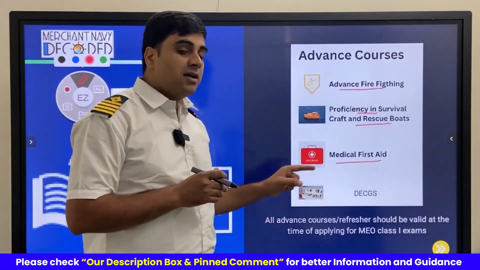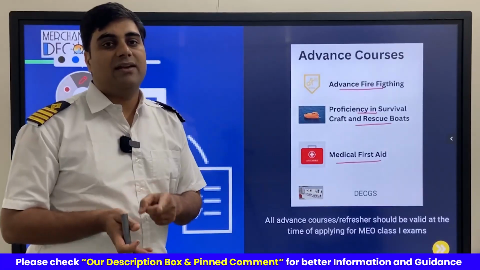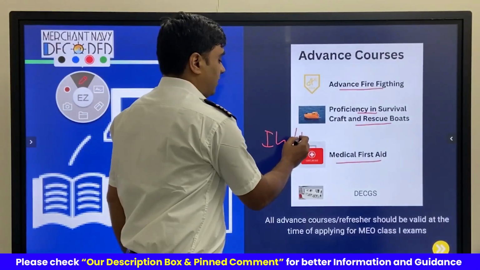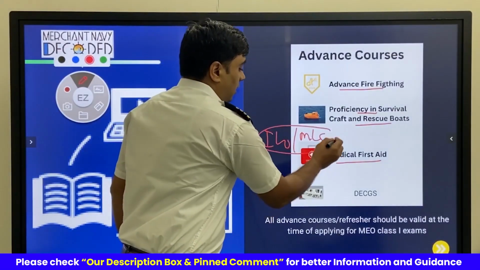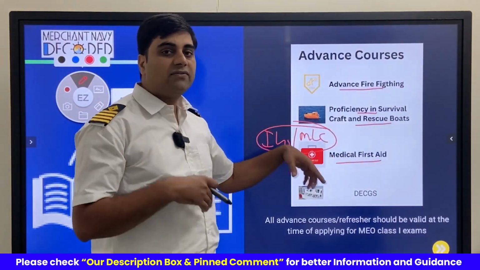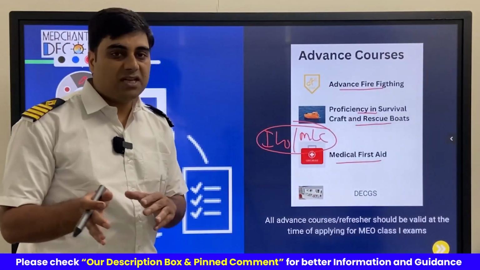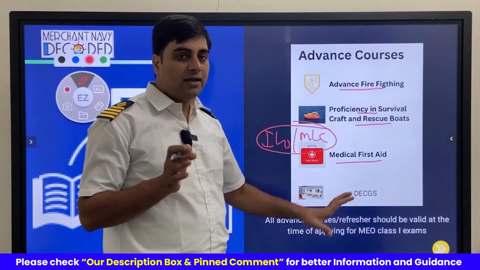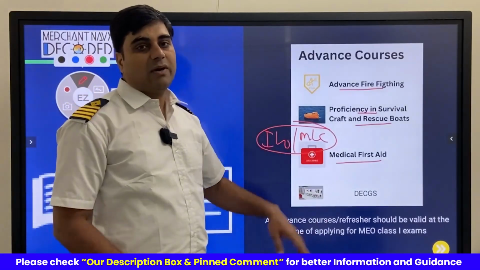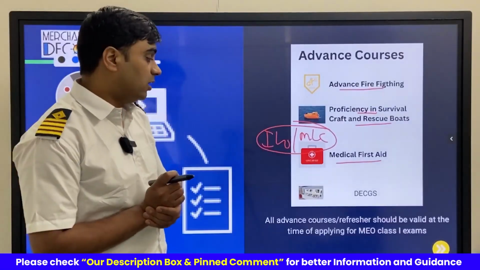However, DG again has clarified that this course is to be revalidated every 5 years because this is an ILO instrument or MLC instrument. So this is the requirement which asks you to get this course refreshed every 5 years. So it's better that you do that one. Although for the COC purpose or examination purpose, they don't require your MFA to be renewed or refreshed, it is an MLC requirement. If you go on a ship, you can get a fine if your MFA certificate is not valid.